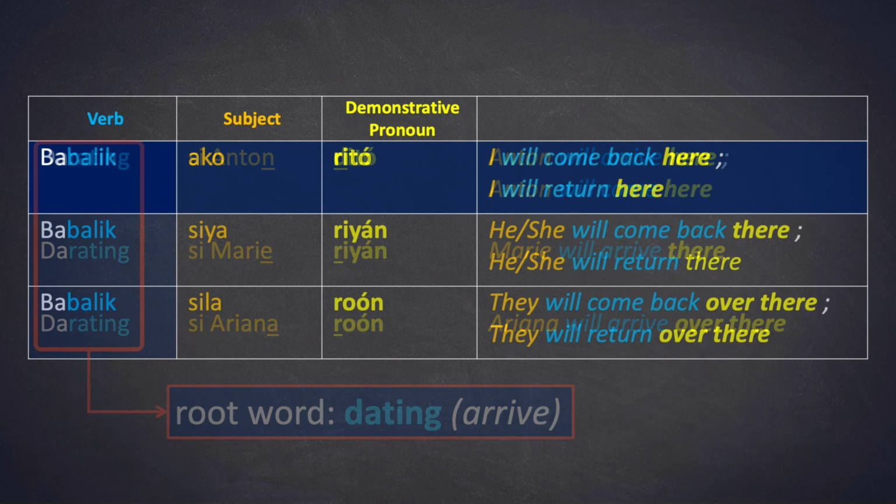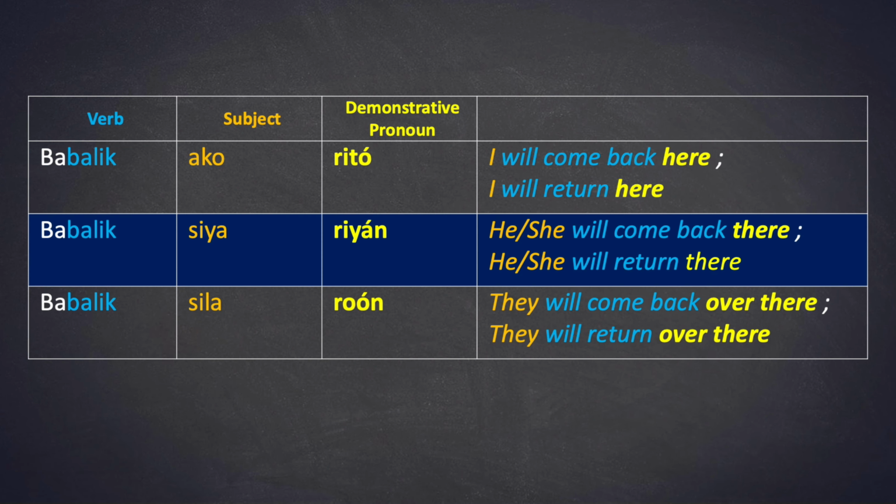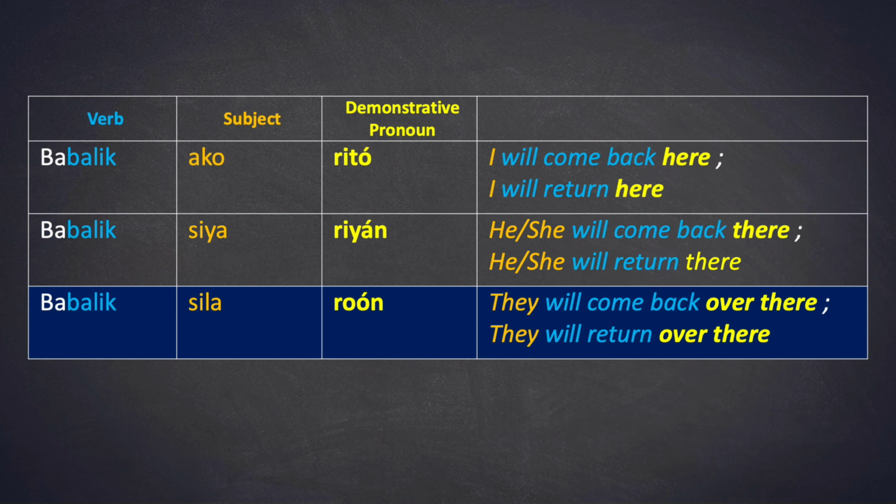Moving on. Babalik ako rito. I will come back here or I will return here. Babalik siya riyan. He or she will come back there or he or she will return there. Babalik sila roon. They will come back over there or they will return over there.